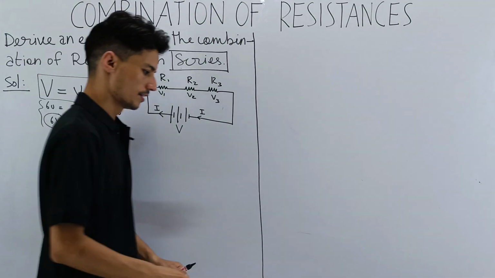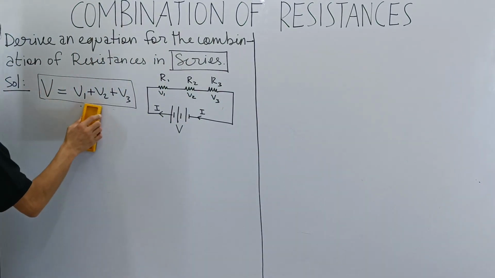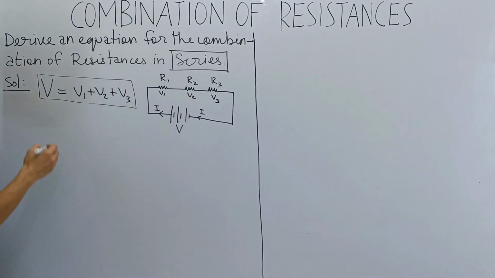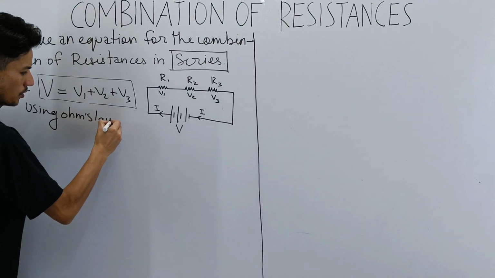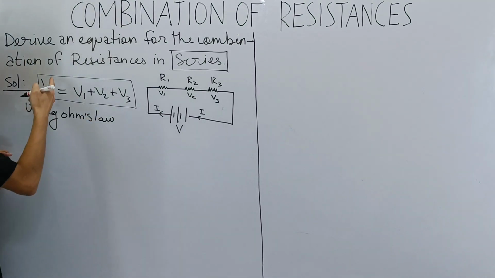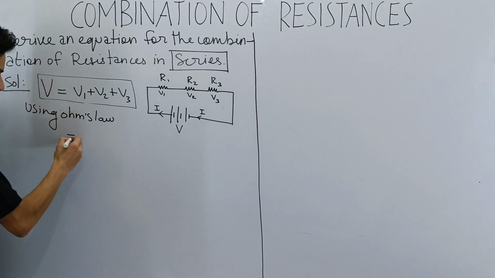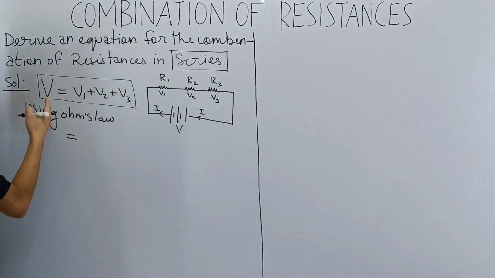Now after this, what you will do is use Ohm's law. We will use Ohm's law on this, on this, on this, on this. So if we use Ohm's law on this one, what will we get? Ohm's law is V is equal to IR, right? V is equal to IR. So instead of writing V, I can write IR or not.